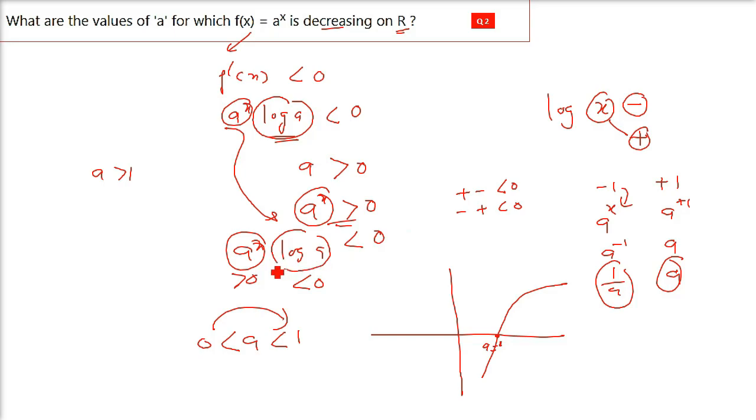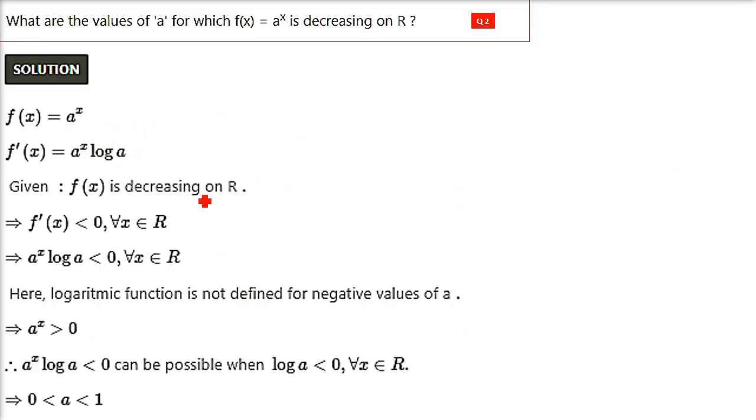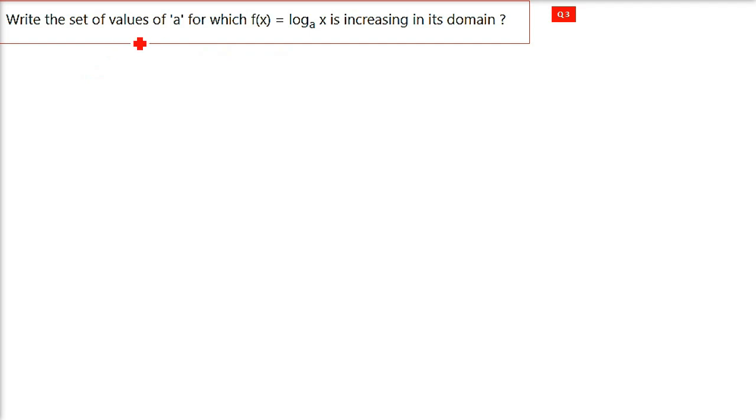You need to know the graph also. So this is the same thing, but the logic here is different. Previously we showed how it is increasing, now it is decreasing. Write the set of values of a for which f(x) equals log base a of x is increasing in its domain.